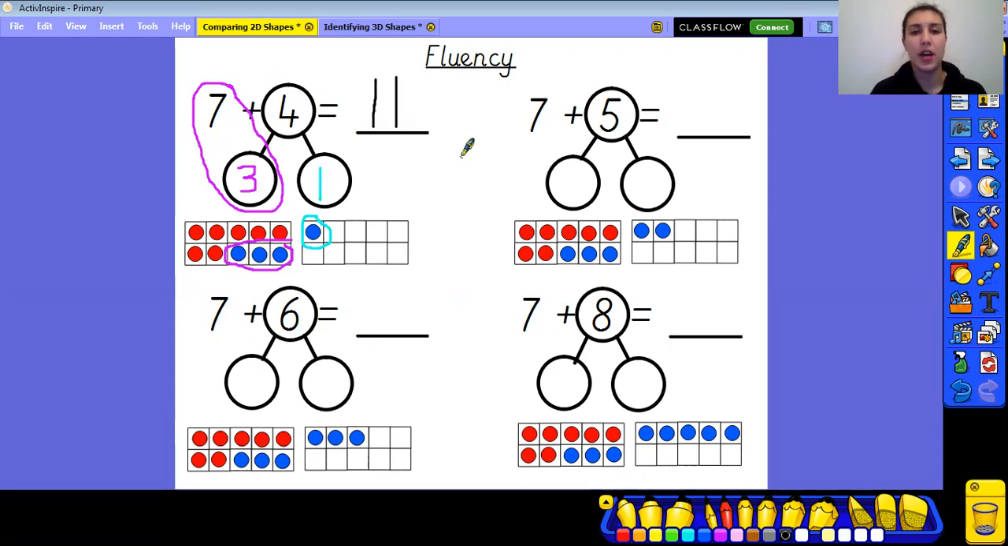Why don't you pause the video and have a go at doing the rest of these calculations yourself, working out what you're going to partition that second addend into, and then we'll go through it together and you can play the video.